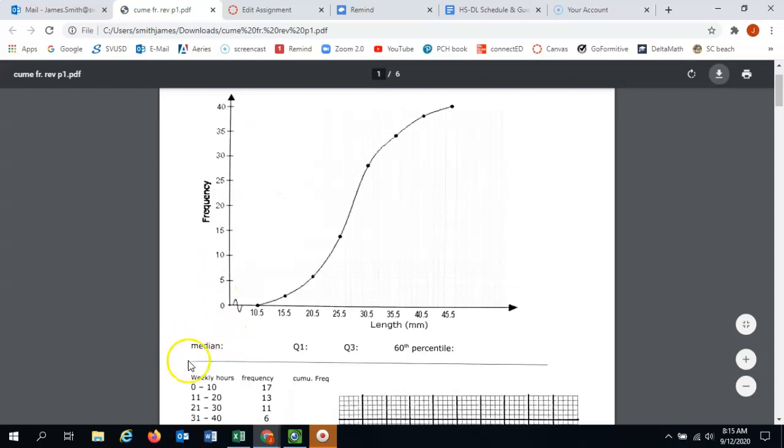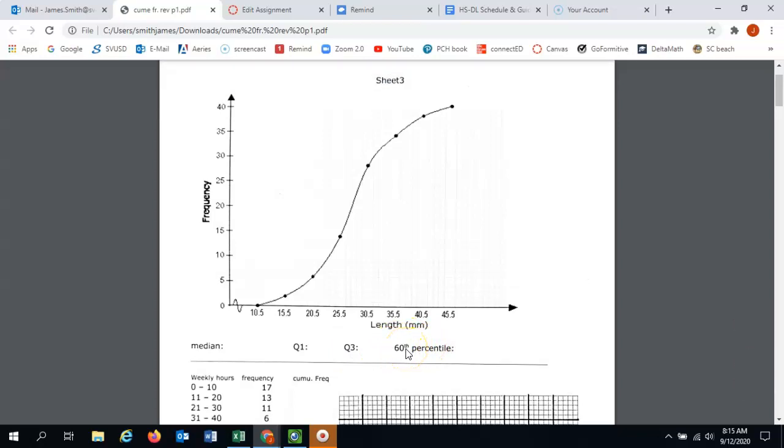So when they say find the median, remember the median would be the middle value. So what's the middle of 0 to 40? Right, 20 is where we will get the median. So I need to trace this over and down to estimate the median. Q1 means I need to take 25% of my total. So 25% of 40 is 10. So I would have to trace that over and down to get Q1, 75% and 60%. Okay, and so you're doing that for those 4 questions.